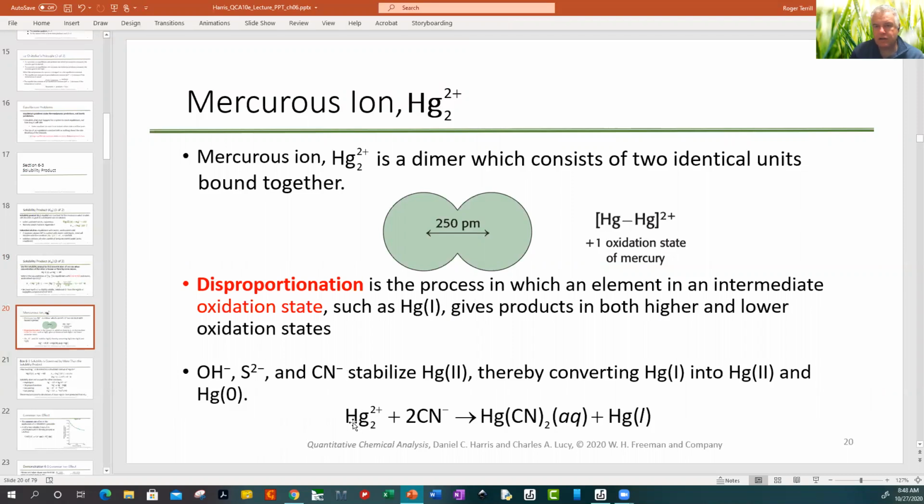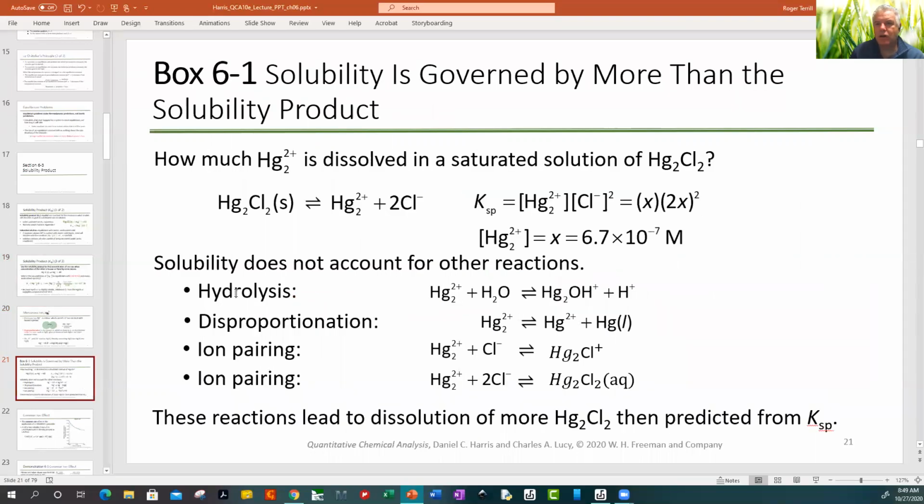This is an Hg(I) and an Hg(I). It's 2 Hg ions, each of which is in the +1 state, right? And that reacts with a cyanide, or these two cyanides rather, and it makes 1 2+ mercury and 1 liquid mercury, right? So that's a sort of a minor thing, and I don't think I'm going to test you on it, but it's something to be aware of, right?